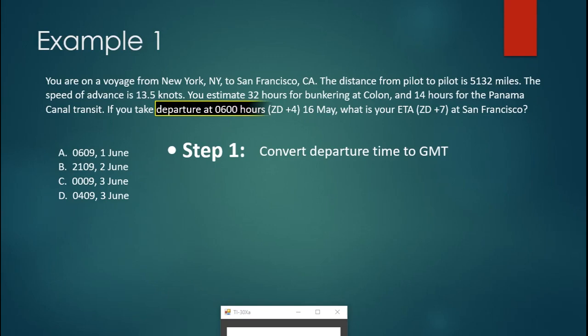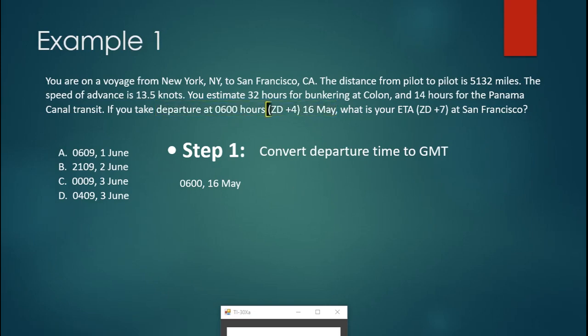First thing we're going to do is convert that 0600 departure time on 16 May to Greenwich Mean Time. Most of your other problems, they've given us a Lat/Long, and we convert that DR longitude to Greenwich Mean Time. Sometimes the Coast Guard will throw us a bone and do the math for us, which is the case here. They've just given us the zone description of +4 with no Lat/Long. Some of the problems will give you a latitude and longitude, and you'll have to figure that out, but you should be pretty familiar with it by now.